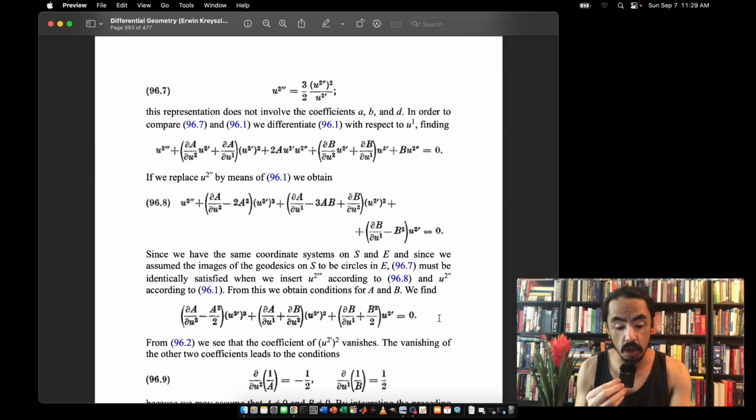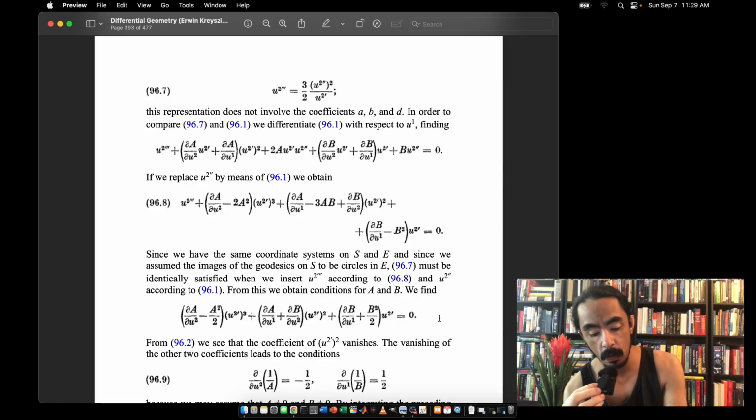If we replace u2 double prime by means of expression 96.1, we obtain u2 triple prime plus the quantity partial capital A partial u2 minus 2 times capital A squared, closed quantity, times the cube of u2 prime, plus the quantity partial capital A partial u1 minus 3 times capital A times capital B plus partial capital B partial u2, closed quantity, times the square of u2 prime, plus the quantity partial capital B partial u1 minus capital B squared, closed quantity, times u2 prime equals 0.